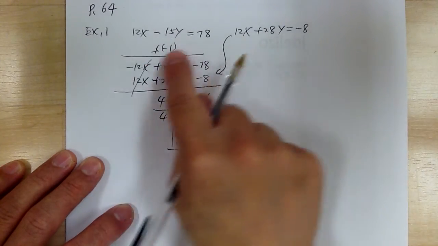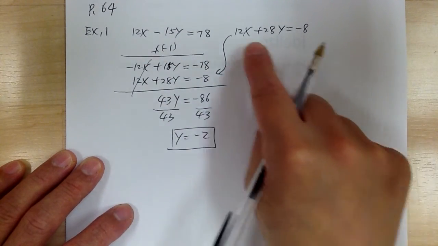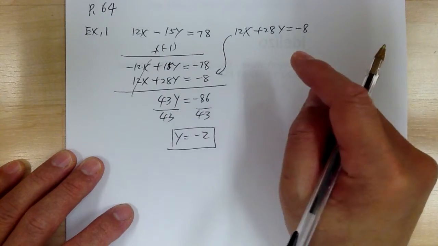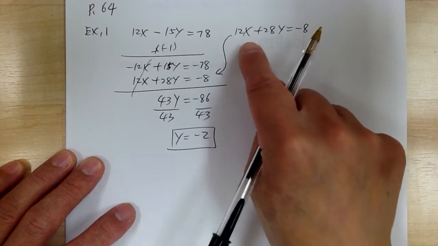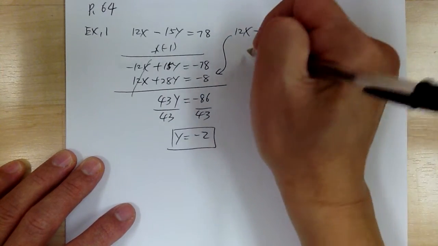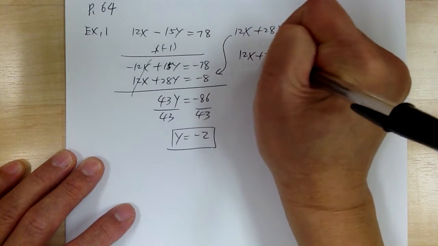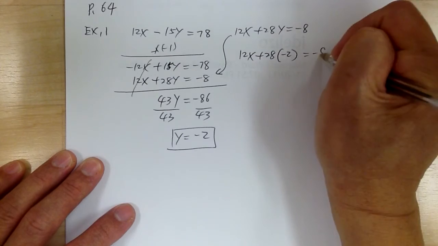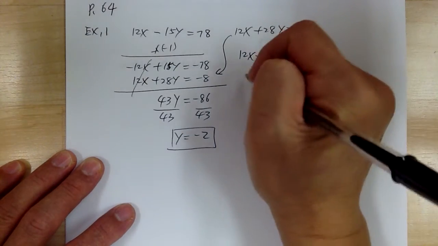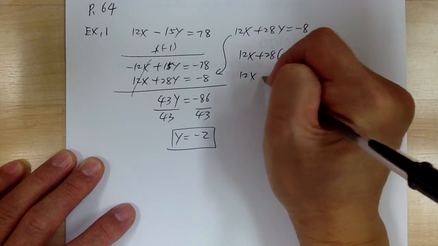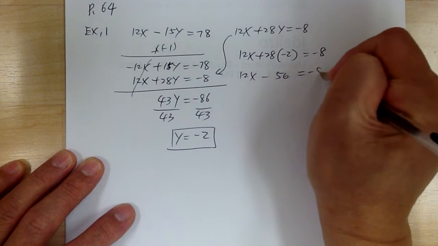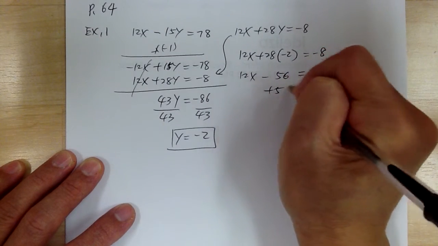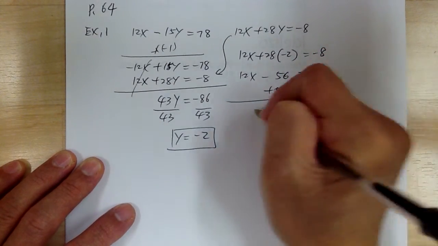So you have to substitute back into one of these equations. It doesn't matter which one. So you pick the one that's easiest to use. So I'm going to use this one. Okay, so I get 12x plus 28, substitute. Again, you want to show all your work because you want to show people what you're doing, right? So you got 12x minus 56 equal to negative 8. So plus 56, plus 56.